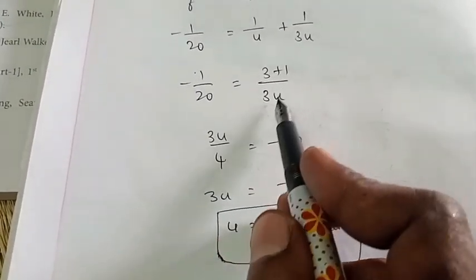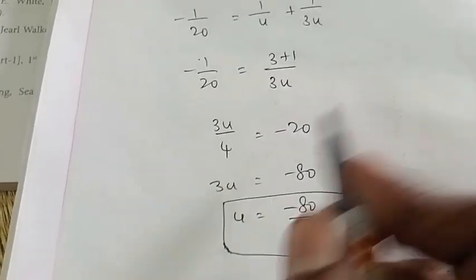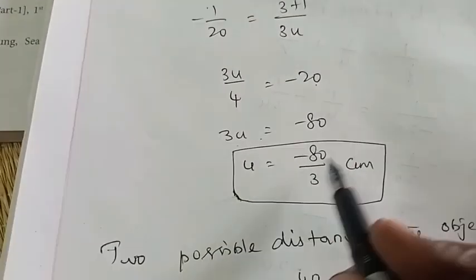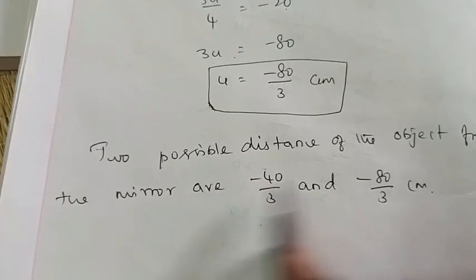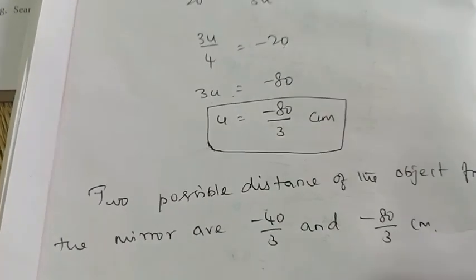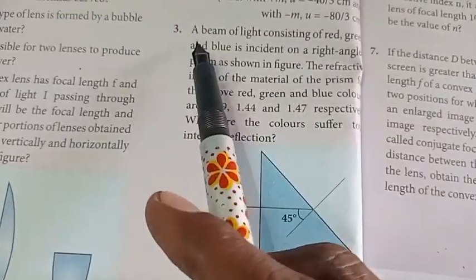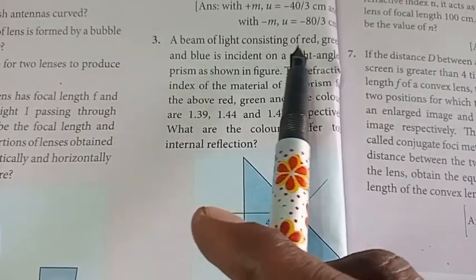So just arrange that equation. 3u divided by 4 is equal to minus 20. So 3u is equal to 4 twos are 8, minus 80. So u is equal to minus 80 by 3. So the two possible distances of the object from the mirror are minus 40 by 3 and minus 80 by 3 centimeter. That's all.